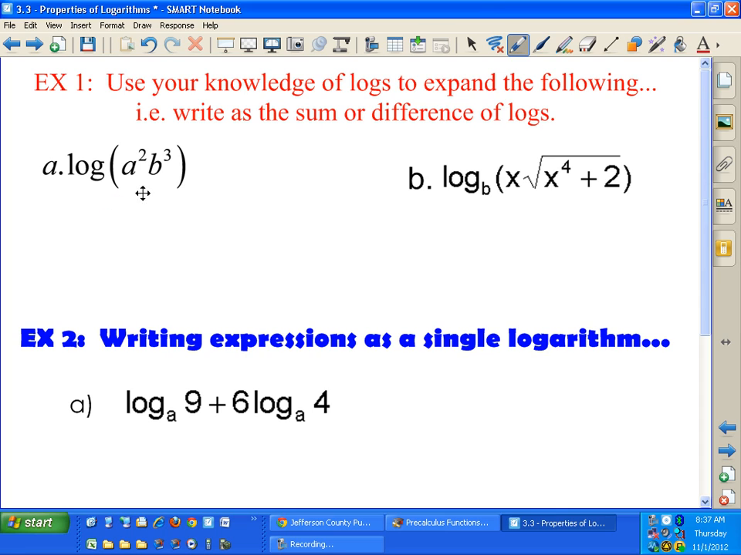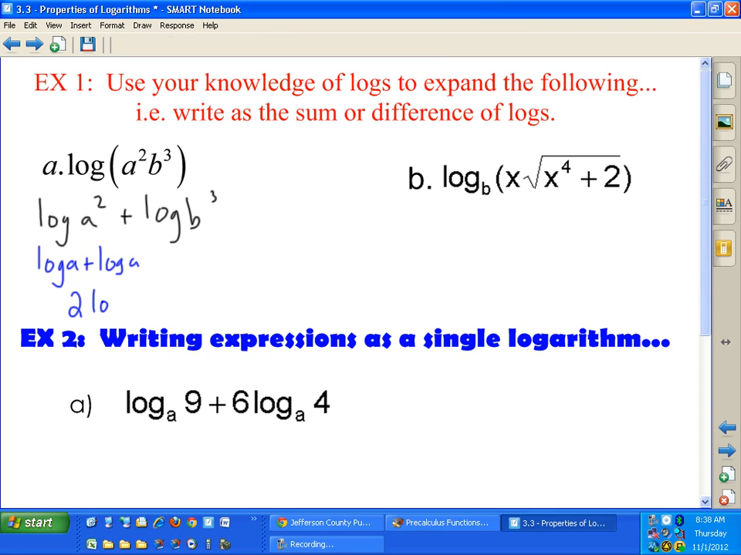So when I see a problem like this and it says to expand these, I see that I'm multiplying a times b, so that's going to be an addition problem. So I'm going to write this as log of a squared plus log of b cubed. Now the a squared is a multiplication, a times an a. So if I wanted, I could write this out as log of a plus log of a, and since there's two of them, I could write it as 2 log of a.